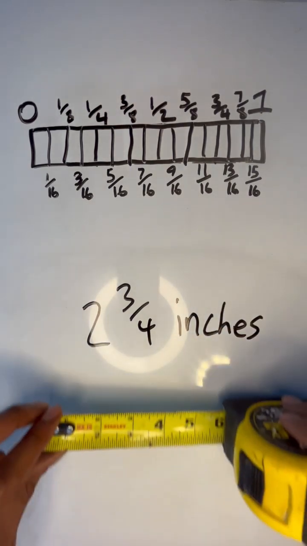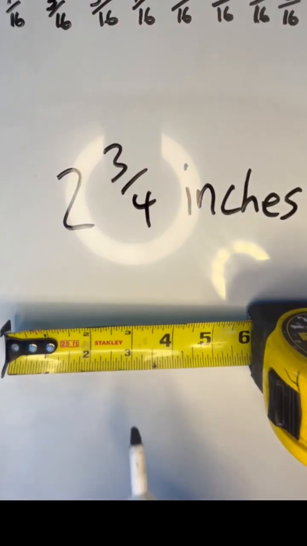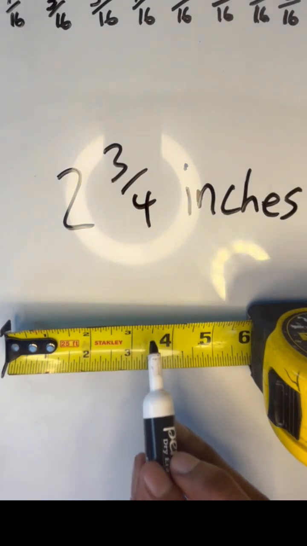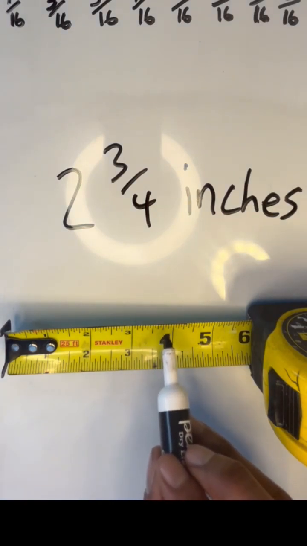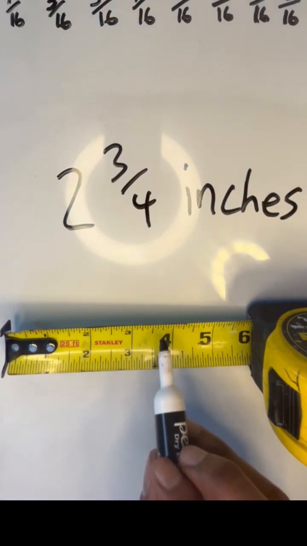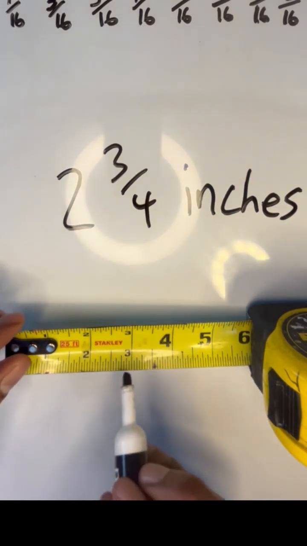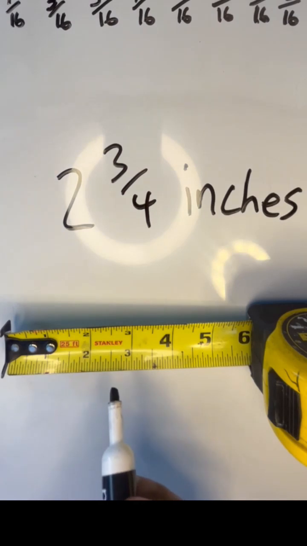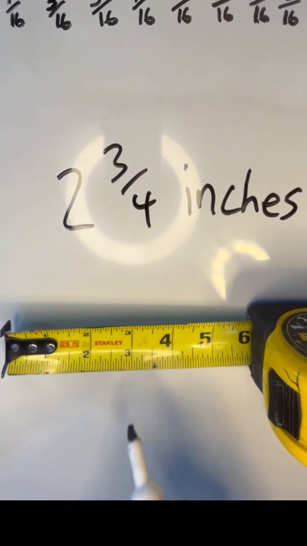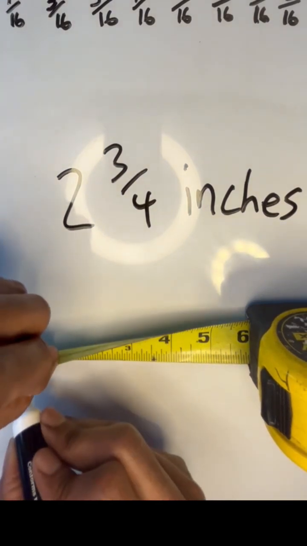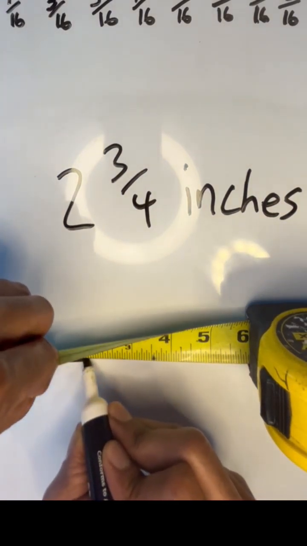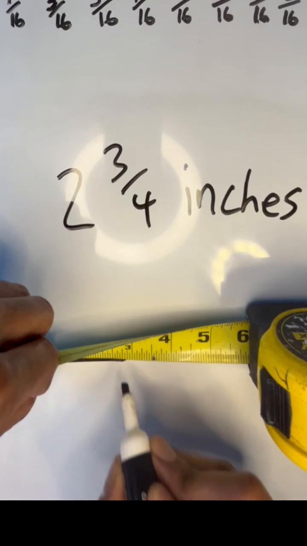Here we have our tape measure. So we know that for every inch, the half-inch marking is the largest. So that means that the 1/4 inch marking is the second largest. And since our measurement is going to be between 2 and 3 inches, and 3/4 is between 1/2 of an inch and a full inch, our line is going to measure up to here.